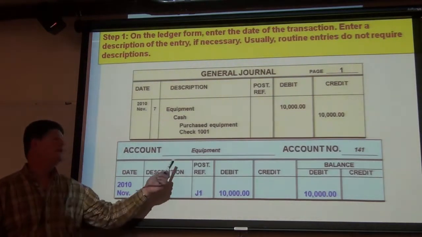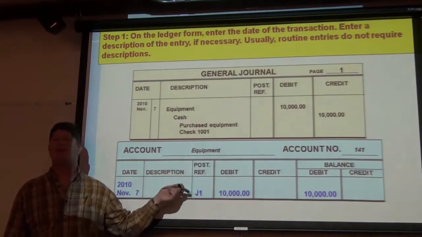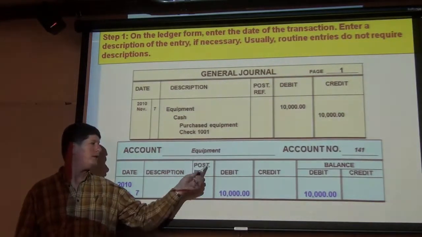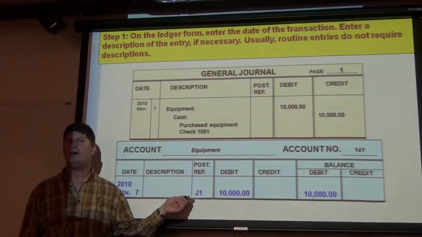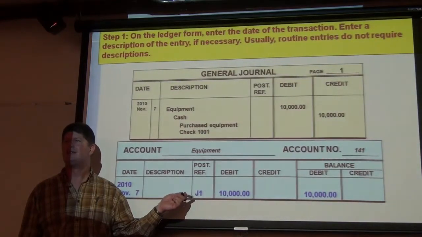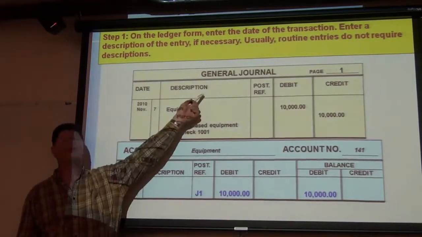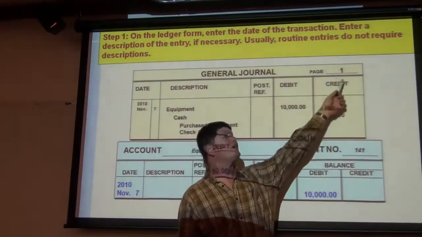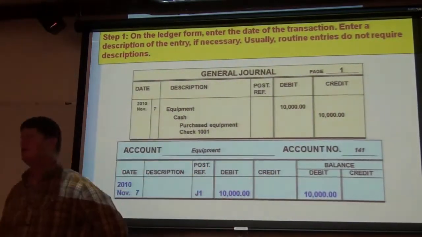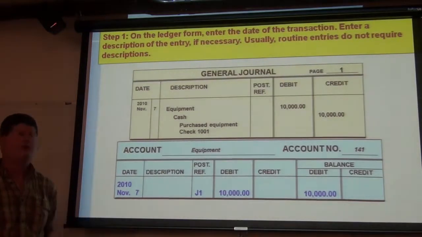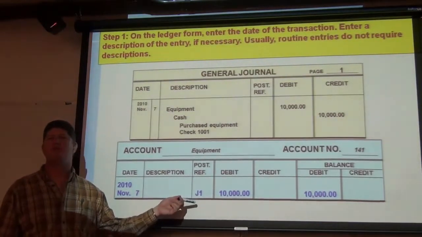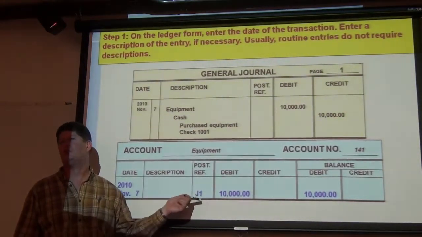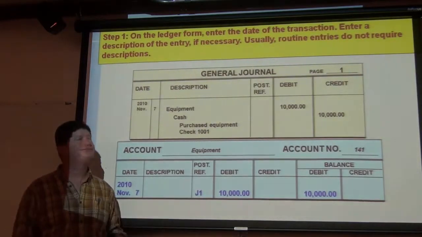So, remember we talked about a posting reference, and I said just let it go for a little while? Here's the posting reference, J1. Anybody want to take a guess as to what that refers to? General journal, page number 1. Okay? If this was page 20, that would say J20. Some of your computer programs, when you use them, this will be called a GJ for general journal. Okay?